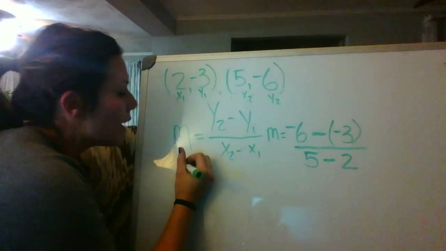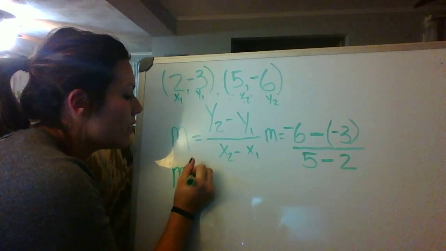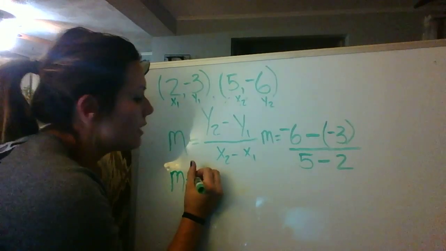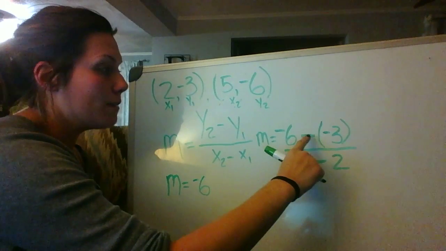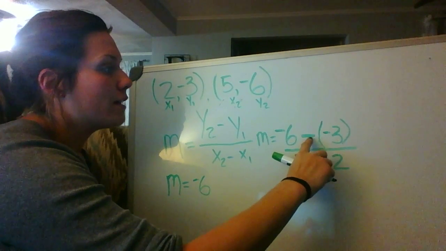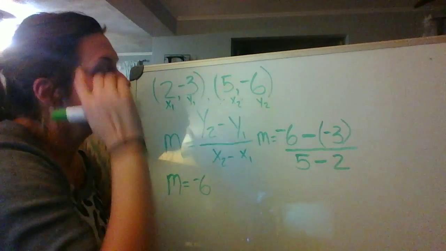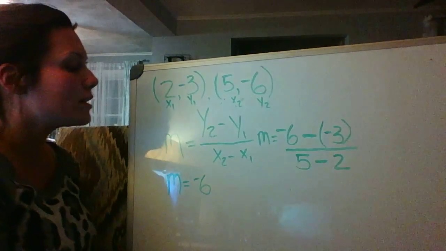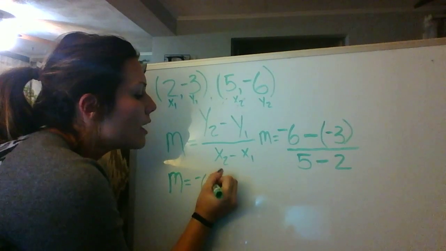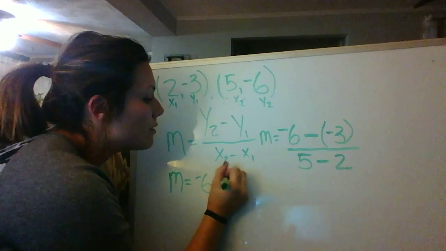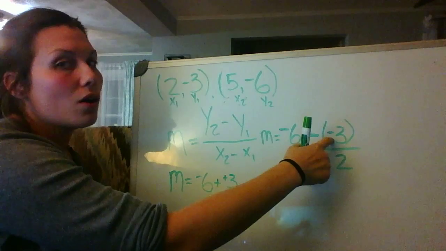So I'm just going to rewrite this equation down here. I'm going to solve. M equals negative 6. Oh, I have to remember my integer rules. I have two negatives. I have my subtraction sign and a negative. When I have two negatives, I remember that two negatives equal a positive. So I'm going to rewrite this down here as -6 plus a +3. And I know that because two negatives always make a positive.